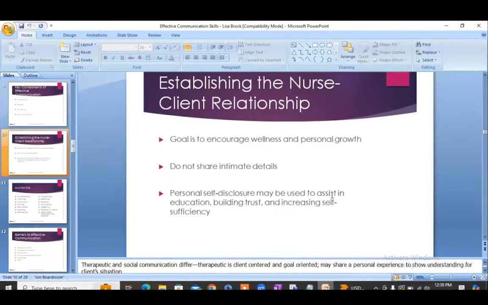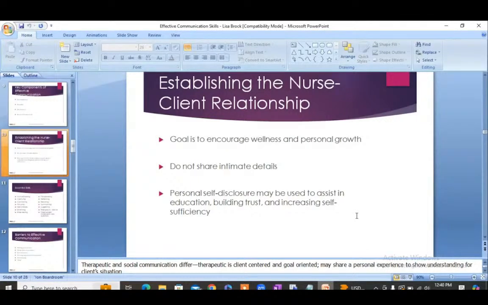Next, we have establishing the nurse-client relationship. What does it mean? I'll explain to you. First of all, we have bullet points here. I will explain them, then I will explain this in easy words. The goal is to encourage wellness and personal growth. Do not share intimate details, and personal self-disclosure may be used to assist in education, building trust, and increasing self-sufficiency as well.